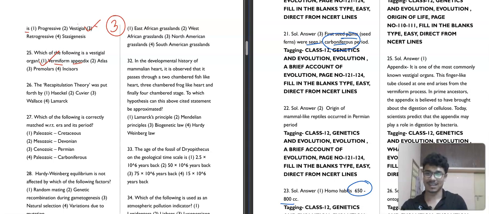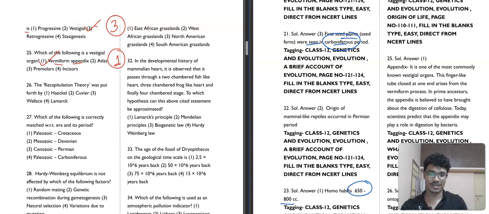then Atlas. This is like atlas and axis. You know the joint they have in the skull. Then premolars. Premolars are vestigial? I have the premolars now. Okay. Then incisors, you can see that I have them also. So these are not vestigial. So vermiform appendix is definitely vestigial. So the first option is our correct answer.